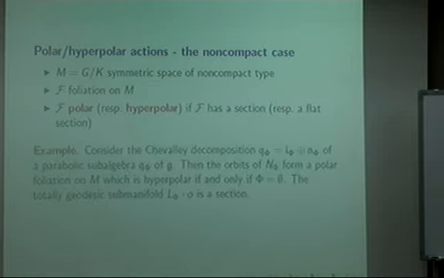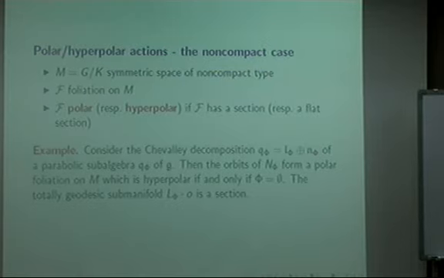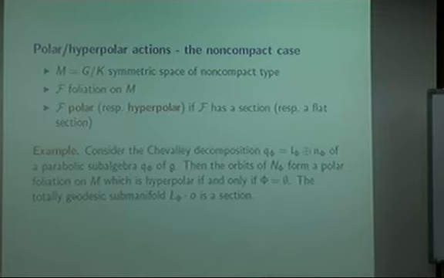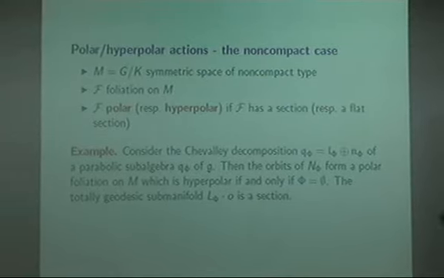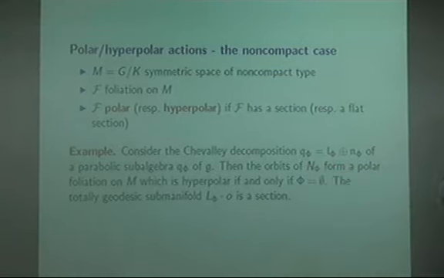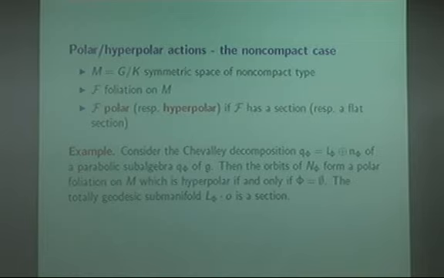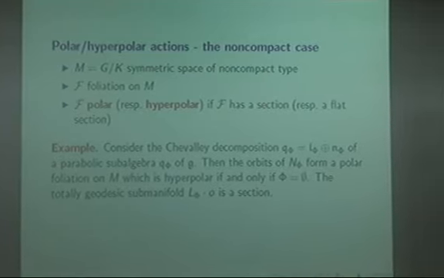Okay. So, an example now. We consider the Chevalley decomposition of a parabolic subalgebra. Then what we look at is the orbits of the nilpotent group, which form a polar foliation on M, which is hyperpolar precisely if phi is the empty set. So it's difficult to draw a picture. The only obvious picture again is the real hyperbolic plane. In the real hyperbolic plane, what is the picture of N?